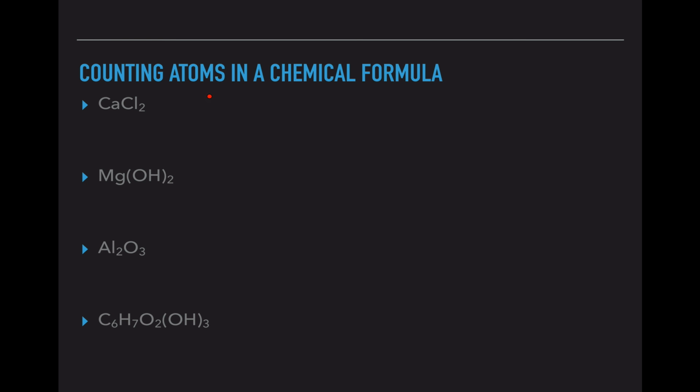So the first example, we have calcium and we have chlorine. Calcium, there is only one element. Chlorine, there are two. So you have two chlorines bonded here. We have a total of 3 atoms or elements in this example.